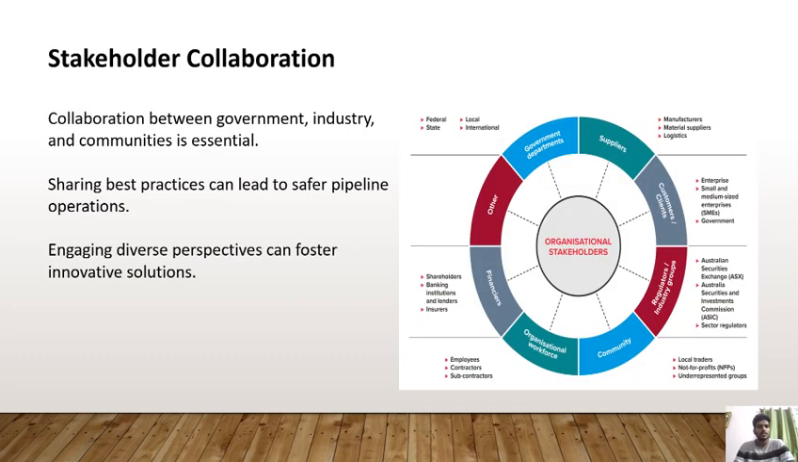Stakeholder collaboration. Collaboration between government, industry, and communities is essential. Sharing best practices can lead to safer pipelines. Engaging diverse perspectives can foster innovative solutions.